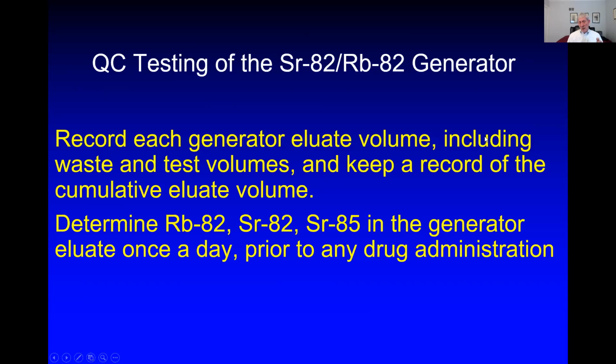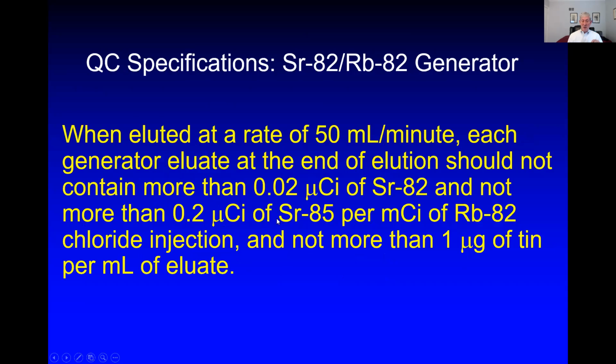We have to track the eluate volume, and when it reaches 17 liters, that's a lot, but when it reaches 17 liters, you can no longer even use the generator. Also, the quality control testing is going to check for the amount of rubidium, that's your desired product, the amount of strontium, that is the parent, you hope that's not there. And in some rare cases, strontium-85 could also be there. So these are the 2 radionuclide impurities that we have to check for.